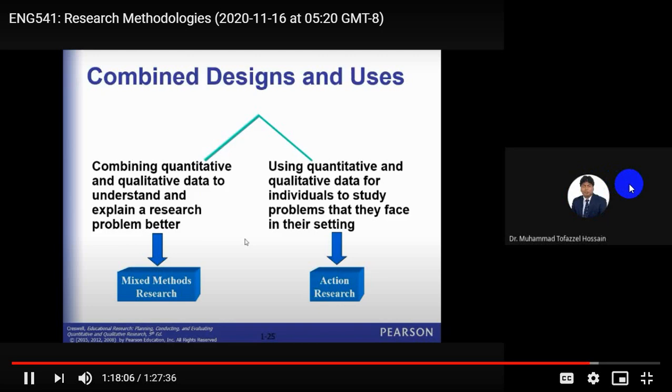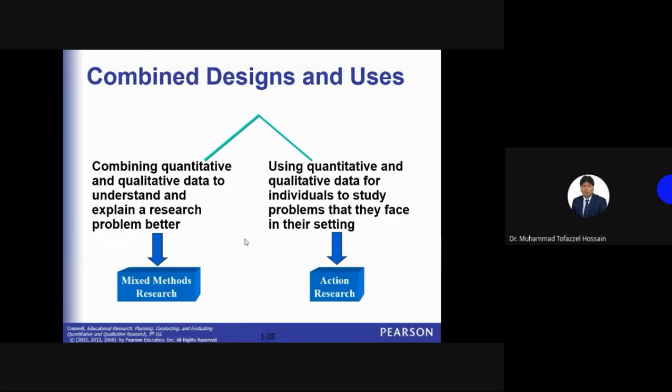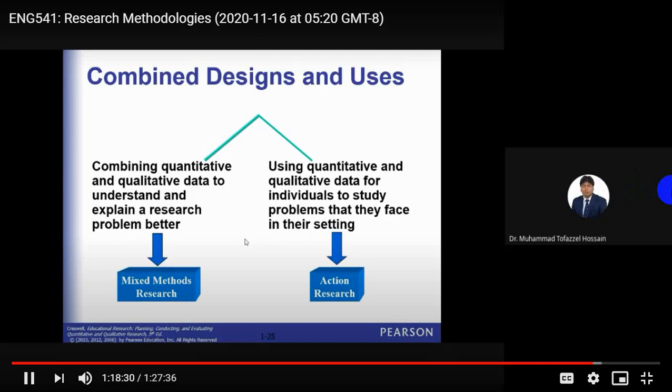Then using quantitative and qualitative data for individuals to study problems that they face in their own setting. It may be a case study also. It may be action research, and what you can do in any particular setting, in a particular area. So then it may be action research.